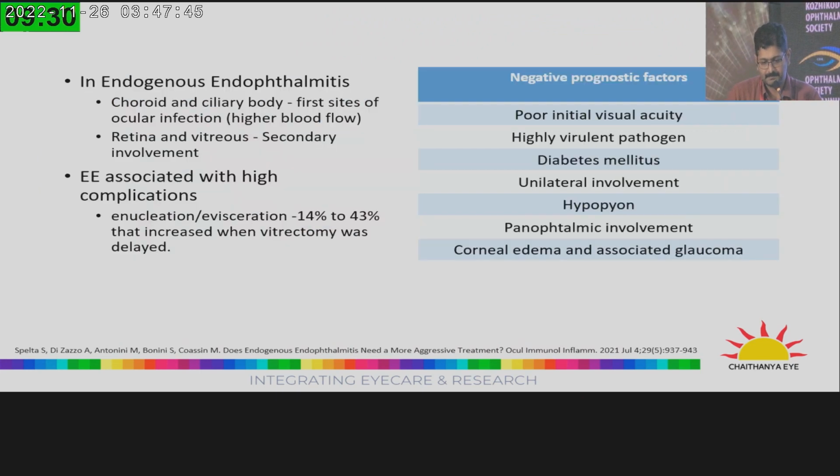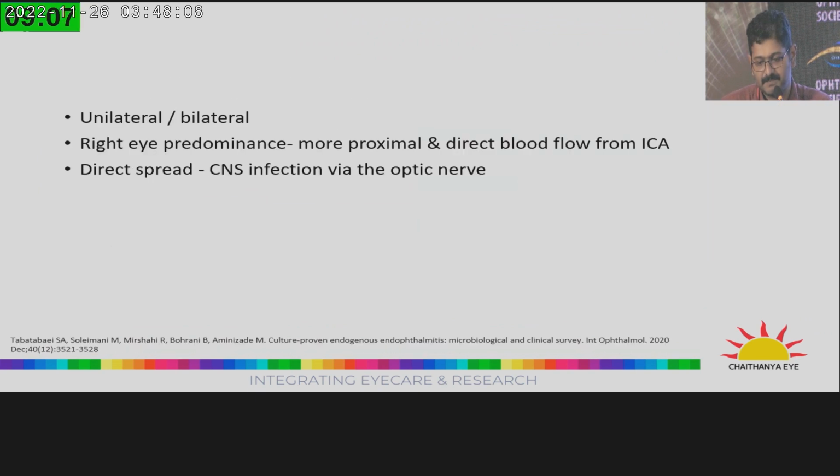Now, unlike exogenous endophthalmitis, in endogenous endophthalmitis the choroid and ciliary body are the first site of ocular infection because of the higher blood flow. Then the retina and vitreous have a secondary involvement. It is associated with a very high complication rate, because studies have shown that around 14 to 43% of patients end up requiring enucleation or evisceration.